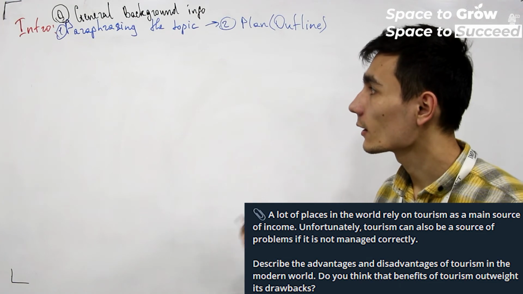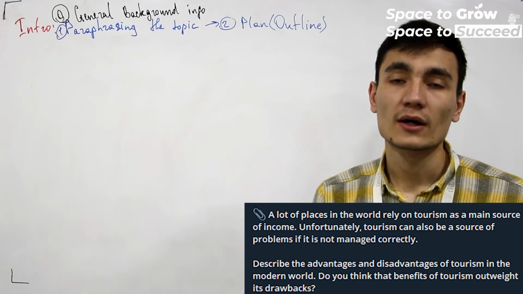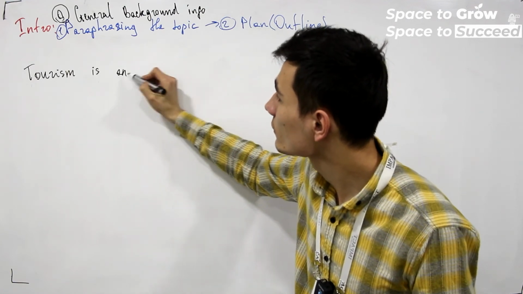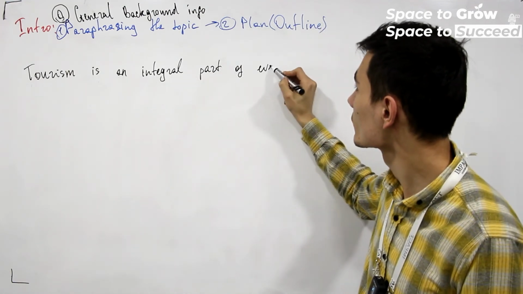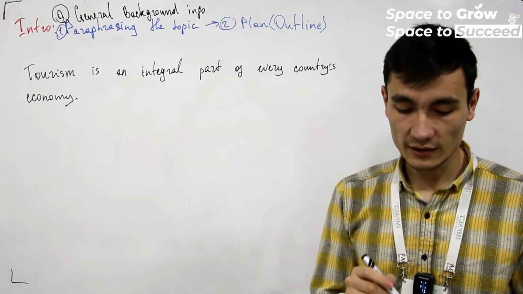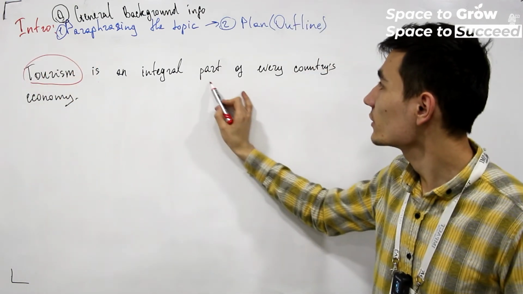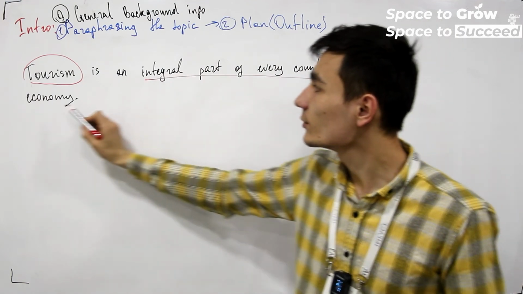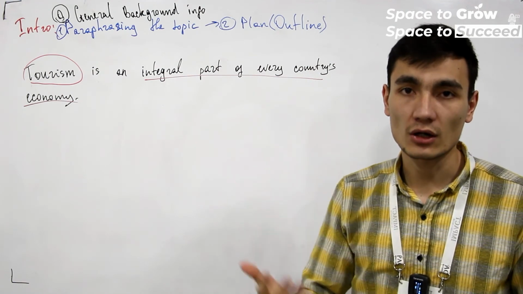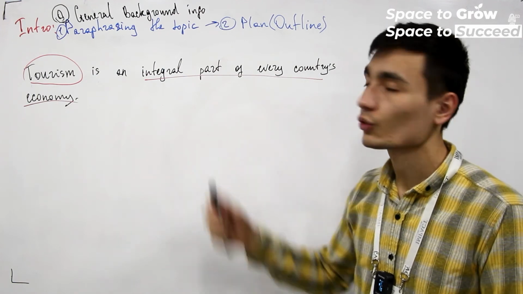Here, you can just simply say, tourism is an integral part of every single country's economy. And as you see in this sentence, we're trying to show that we're talking about tourism and we're talking about the integral part of every country's economy. So it means we're showing the connection between the topic, tourism, and economy, because they said a main source of revenue, and we said why it's important: it's an integral part.